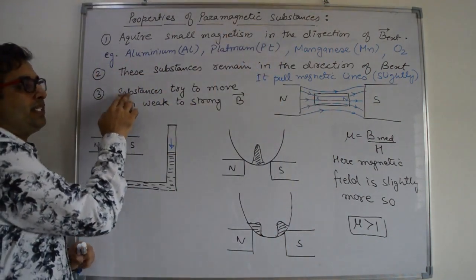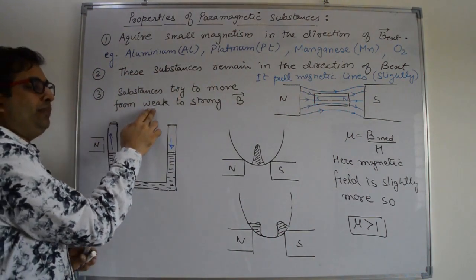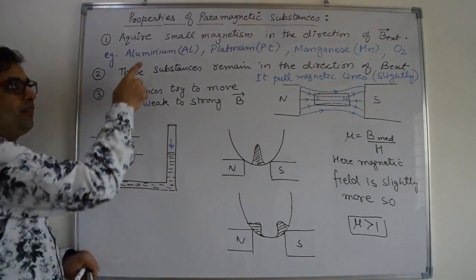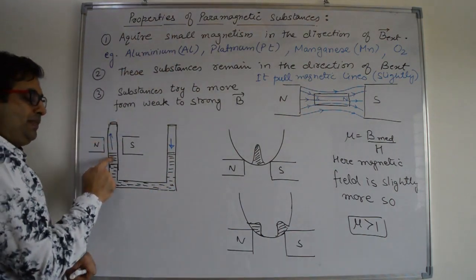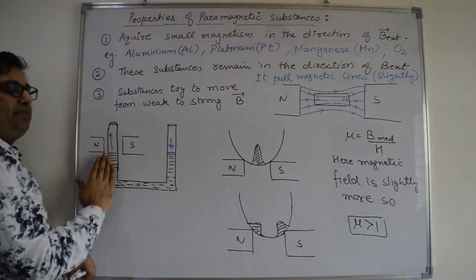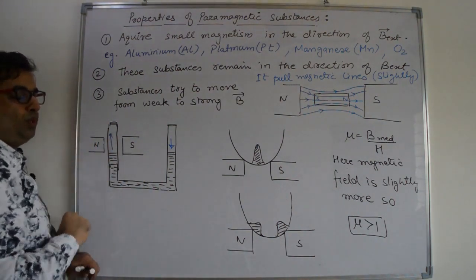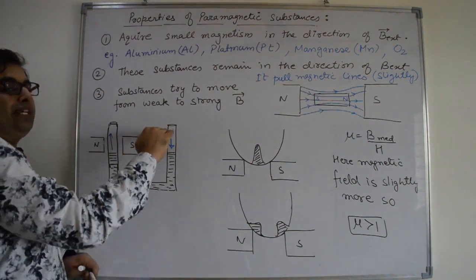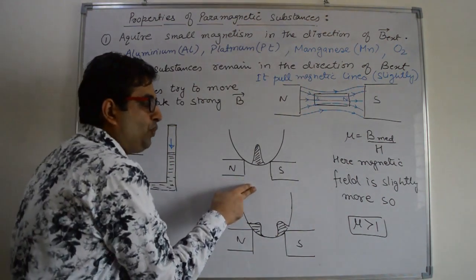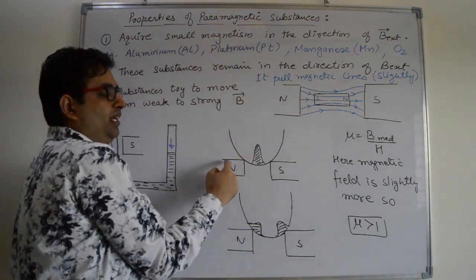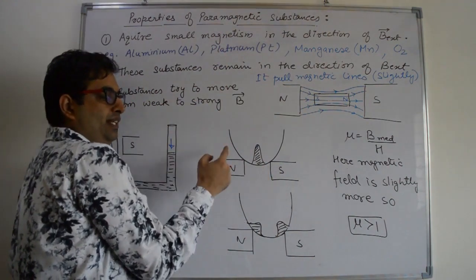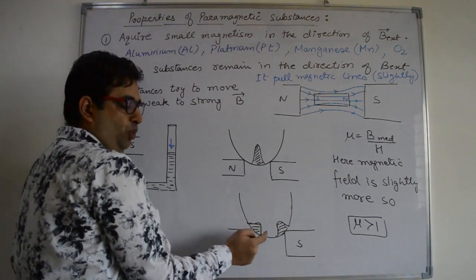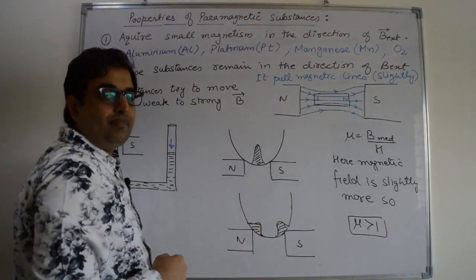Third point, this substance tries to move from weaker magnetic field to stronger magnetic field. When you release this liquid paramagnetic material, then this material will try to move between the poles. Why? Because between the poles magnetic field is stronger, so the level will increase here and decrease there. Similarly, if you release this paramagnetic material between the two poles, then this material will shift towards the pole. Why? Because towards the pole magnetic field is stronger. Got my point?